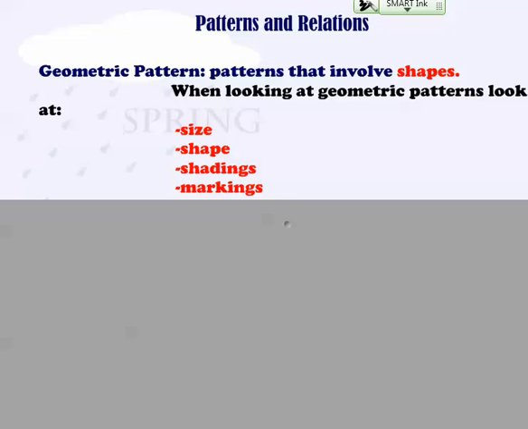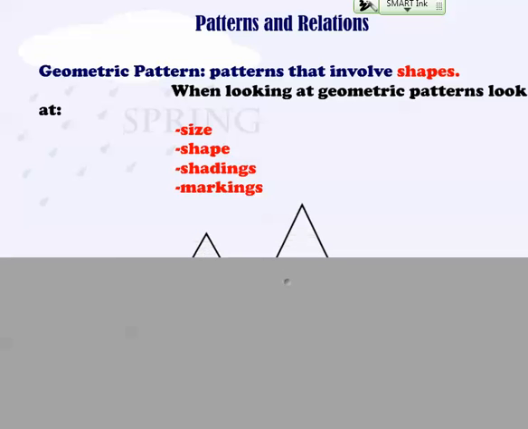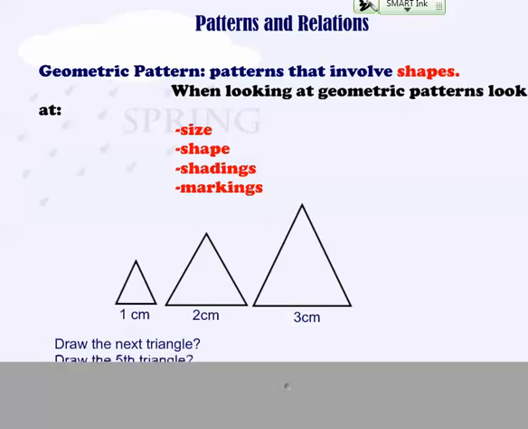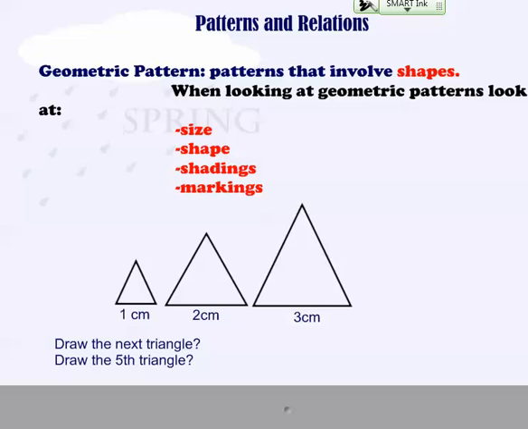When looking at geometric patterns, you want to look at the size, the shape, the shadings, or the markings of the picture. That's going to help you determine the next sequence. So here's a geometric pattern. We have three triangles. One is 1 centimeter, one is 2 centimeters, the next one is 3 centimeters. So if I wanted to draw the next triangle, what would that look like?